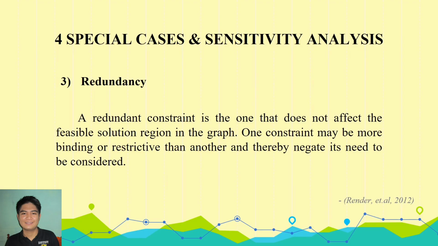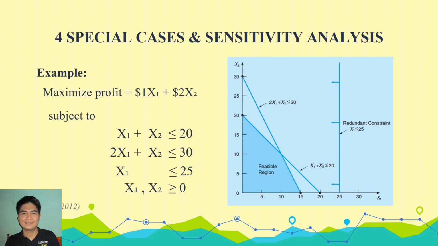The next special case is redundancy. This case happens when the formulation of constraints results in a redundant constraint that does not affect the feasible region in any way. As we can see in the graph, the third constraint, x1 is less than or equal to 25, is redundant and unnecessary in the formulation and solution of the problem because it has no effect on the feasible region set from the first two more restrictive constraints.